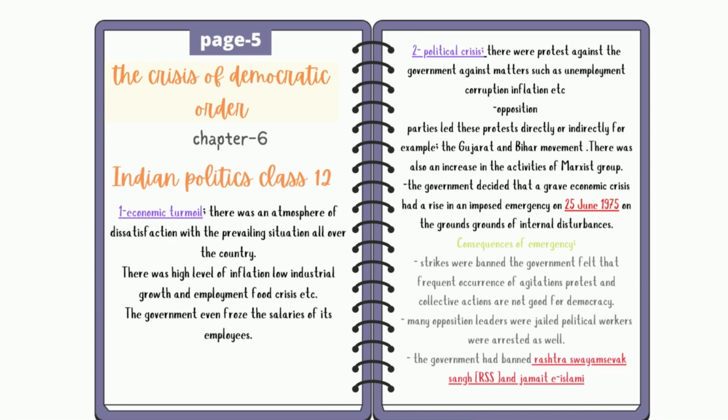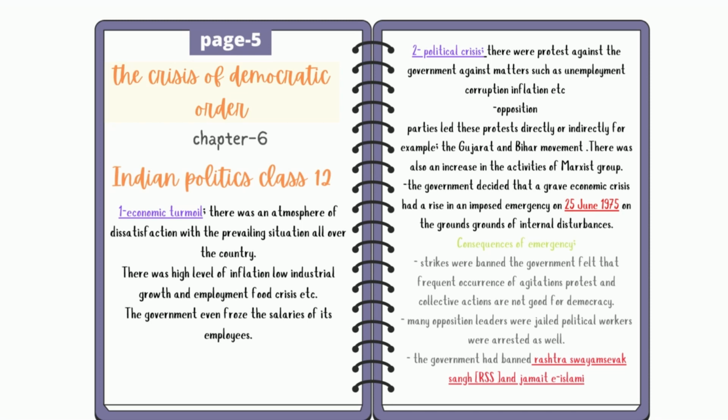The government decided that a grave economic crisis had arisen and imposed emergency on 25 June 1975. This is very, very, very important. And I have marked the important questions which can come in your exam with red color, so you can check out. On the grounds of internal disturbances, ये grounds एक बार ही होगा. So consequences जान लेते हैं आप. Consequences is outcomes. उसके बाद क्या हुआ वो हम जानते हैं.